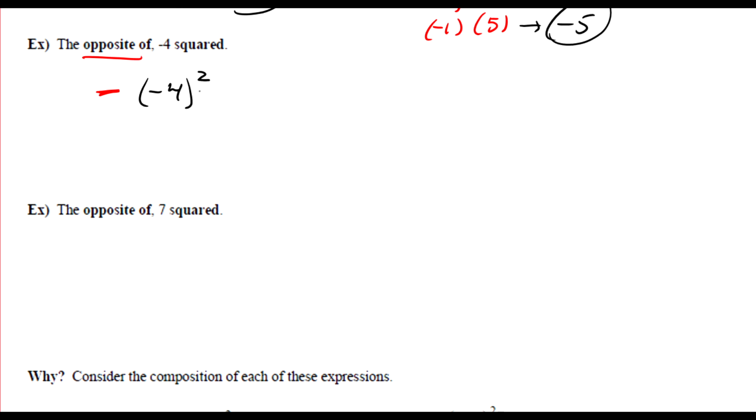So this is actually what you would see: the negative sign in front of the parentheses, grouping the negative 4 to be squared. All right, so instead of thinking about the opposite of negative 4 squared, again, we can do that. Negative 4 squared is negative 4 times negative 4, which is positive 16. And the opposite of 16 is negative 16.